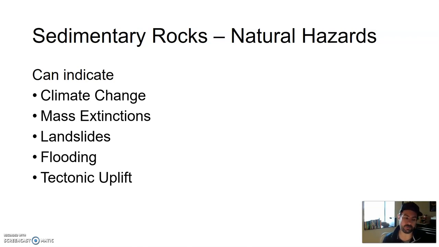Most of these rocks form below the ocean, but now they're not. For instance, the Grand Canyon formed below the shallows of the ocean, and now it's about 5,000 feet above sea level or more, I don't know the exact number. How did it get there? Well, tectonic uplift. Somehow that area got pushed up thousands of feet.